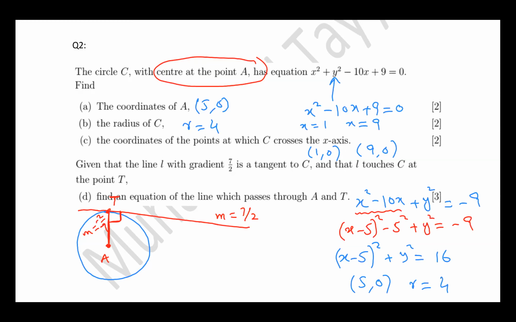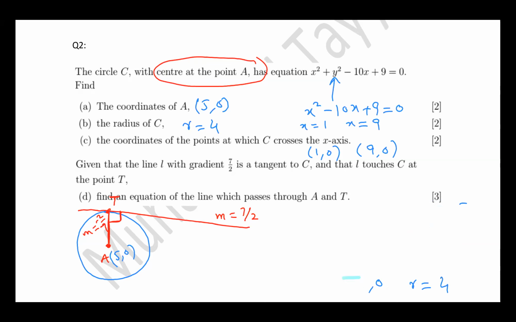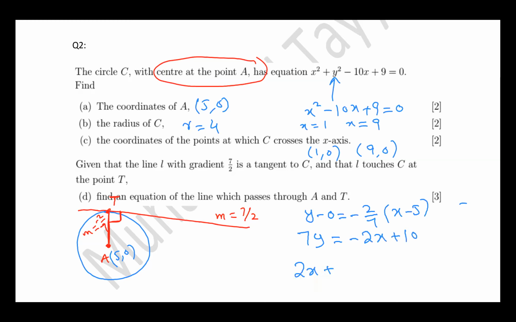To find the equation of AT, we should know one point on that line. And yes, we know that point, the coordinates of A, the center, 5, 0. So now you can find the equation by using y minus y1 is equal to m into x minus x1. So y minus y1 is y minus 0. Gradient is minus 2 by 7. x minus x1 is x minus 5. So multiply 7 on the other side. I will get 7y, and minus 2 inside, minus 2x plus 10. So the equation is 2x plus 7y is equal to 10.